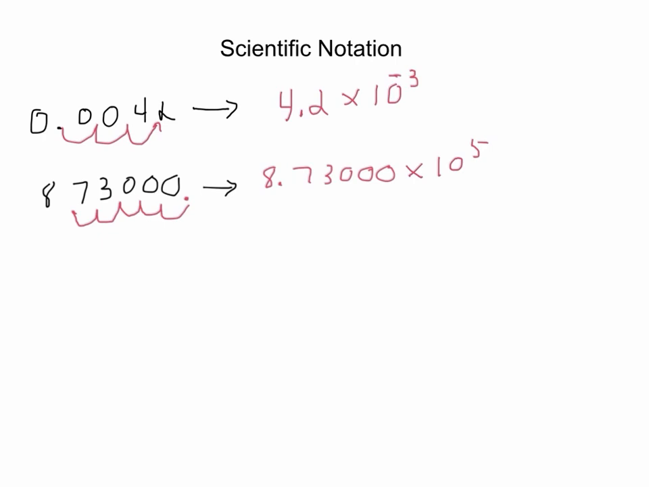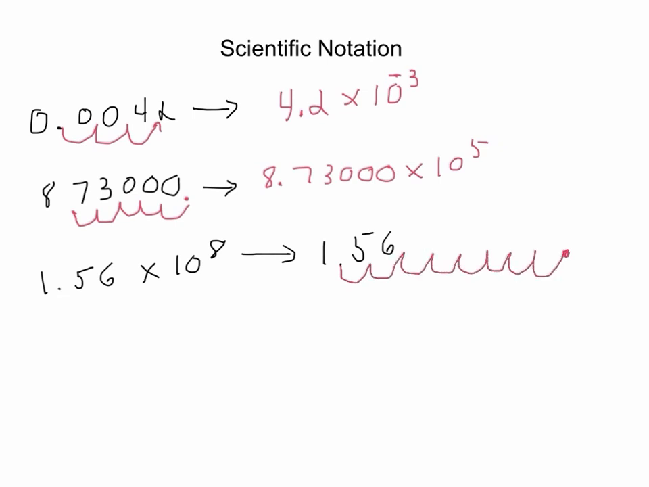So let's look at an example going the other way. So if I have the number 1.56 times 10 to the 8th, and I want to convert that to standard notation, I need to take my original number, 1.56, and this 10 to the 8th, because it's positive, tells me to move my decimal point 8 places to the right. 1, 2, 3, 4, 5, 6, 7, 8 will be my new decimal, and I fill in every place here with a 0, and that's my new number. 156 million.